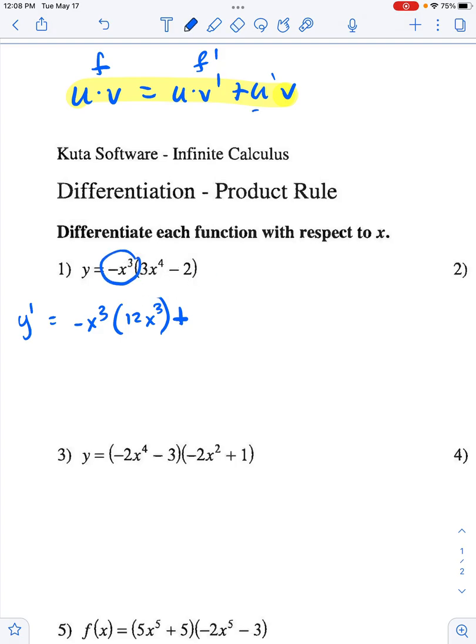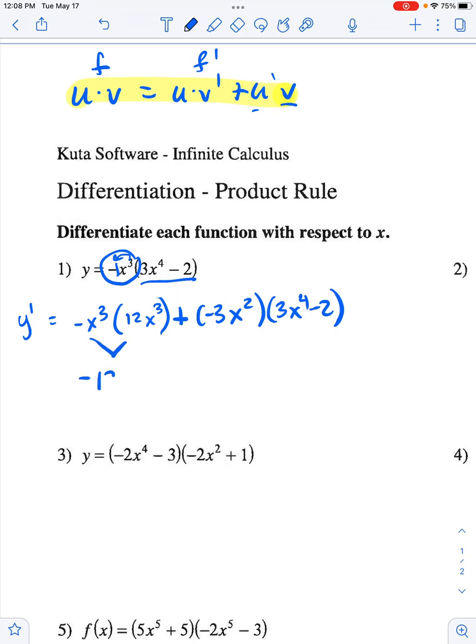So I need the derivative of this first part. So there's a negative 1 there. Dropping the 3, I get negative 3x, reduce the power by 1, times v, which is this, and this part of the formula says just plain v, which means as it appeared in the original problem. So that's my product rule, and now I'm just going to do the algebra.